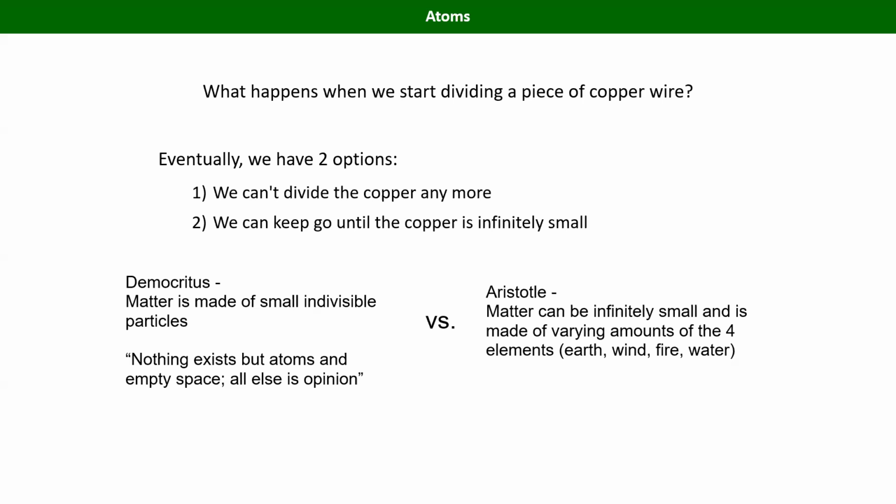Right? And so here, these are the two philosophers that did most of the arguing about this. Democritus had the opinion that matter is made of small indivisible particles that he called atoms. Atoms in Greek just means you can't cut it, indivisible. Aristotle, on the other hand, was of the opinion that matter can be infinitely small and is made of varying amounts of the four primary elements, which in ancient Greece was earth, wind, fire, and water. All you had to do was vary the different ratios of those elements, and you got all types of matter.